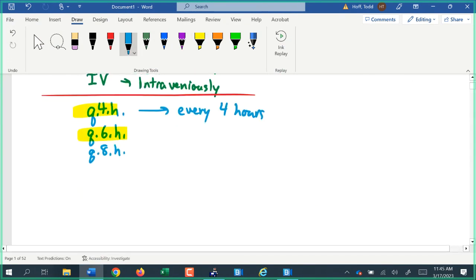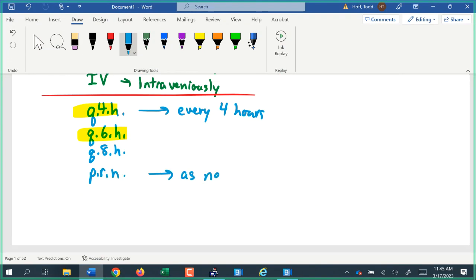And then we might have something like PRN, which is just as needed. So in this case, the doctor might not prescribe an exact amount and exact intervals, but would give you a maximum, like a daily maximum of no more than 2,000 milligrams a day, or might break it down even further, no more than 500 milligrams every 6 hours. And there are other ones like BID, which means twice daily.